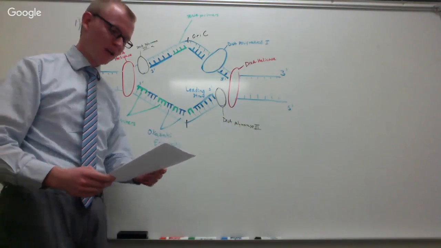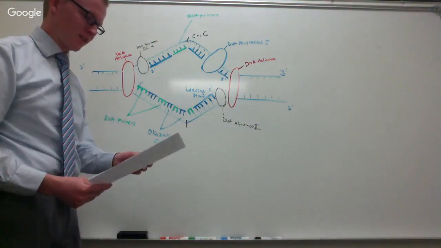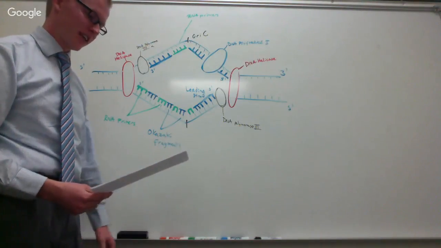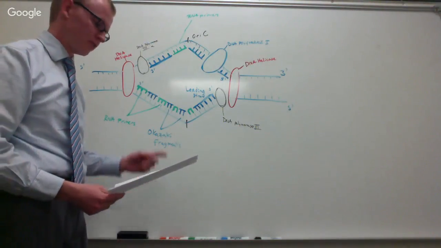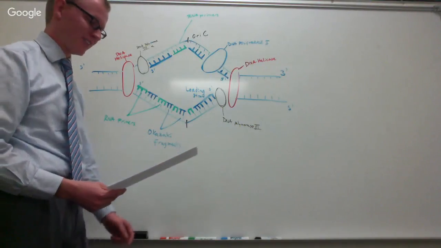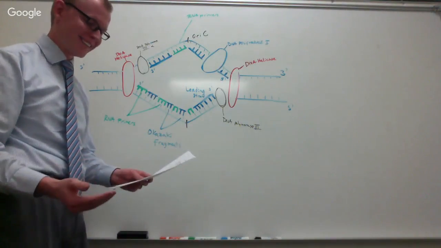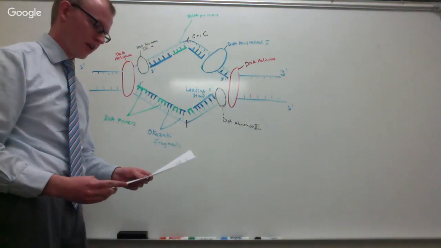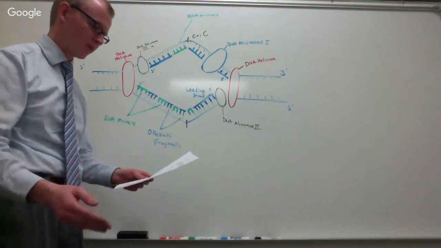So number 1 asks us to diagram an intermediate stage of DNA replication in E. coli. Draw 2 replication forks proceeding from a single ORI C, the origin of replication. It may be easier to draw a linear molecule. Okay, so we're just going to draw it.